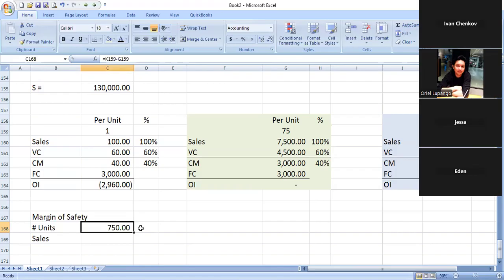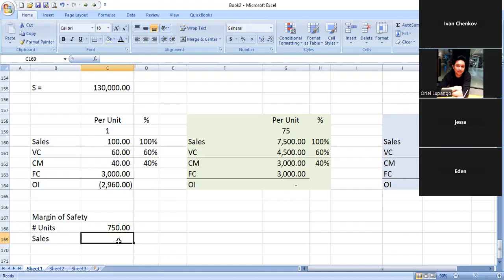So the question is, if next month my sales drop to 650 units, do I have to worry about it? No, Prof. Why? Because I'm still above the break-even. But if my sales drop down to 100 units, do I have to worry about it? I'm still above the break-even, but maybe I should start worrying. That's with the number of units.